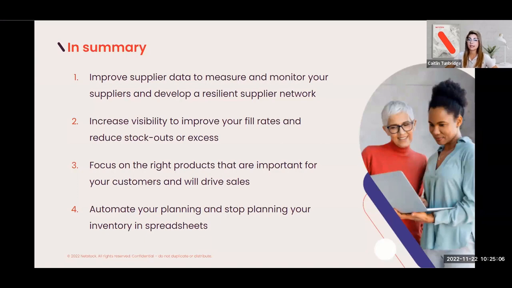Stop wasting time trying to collect and collate data in various error-prone spreadsheets, and instead spend that time taking action against those exceptions.